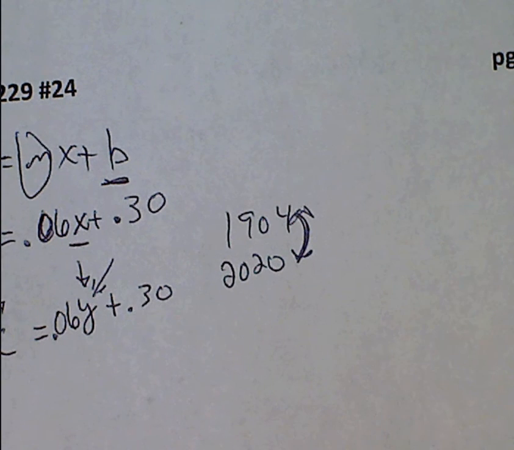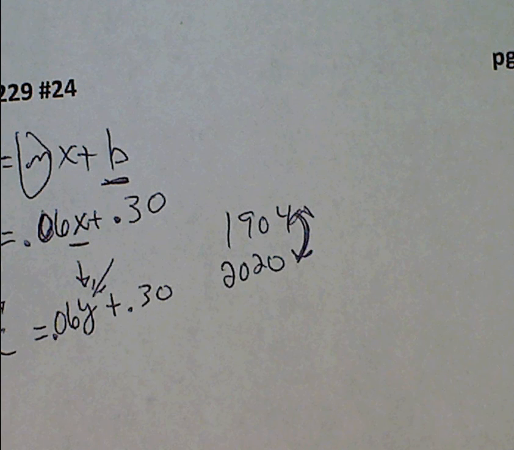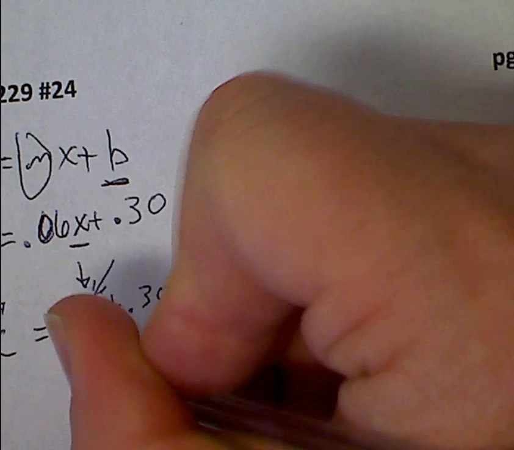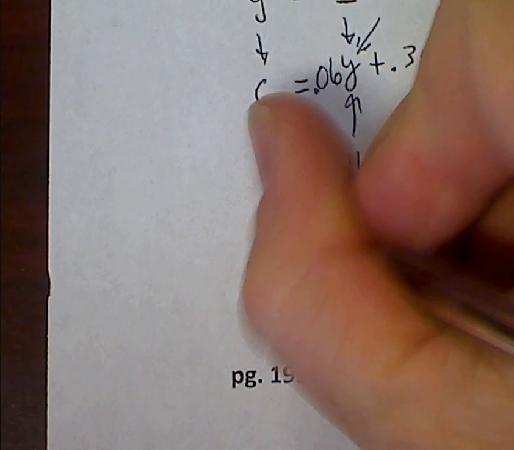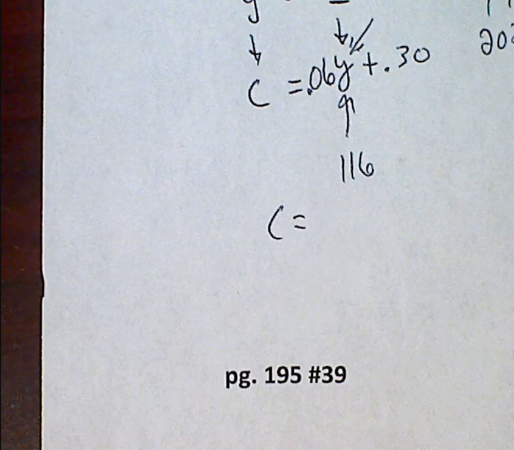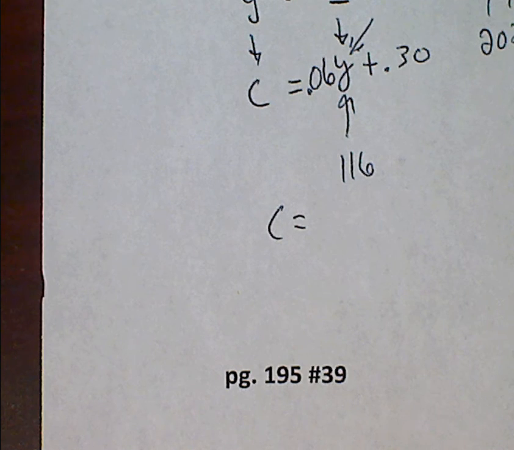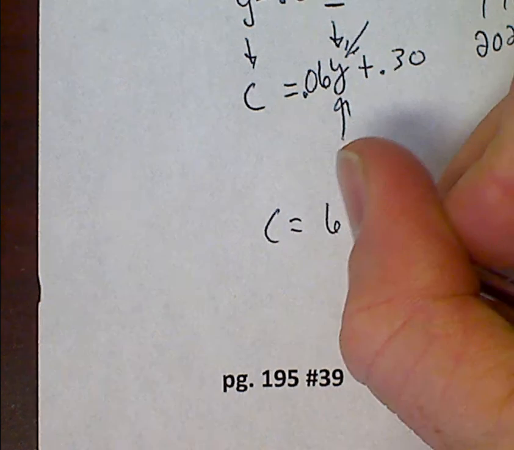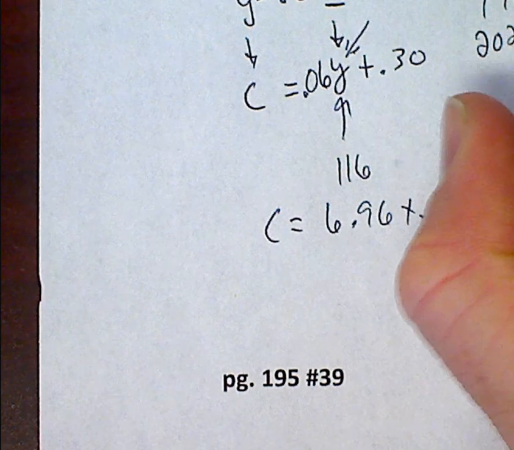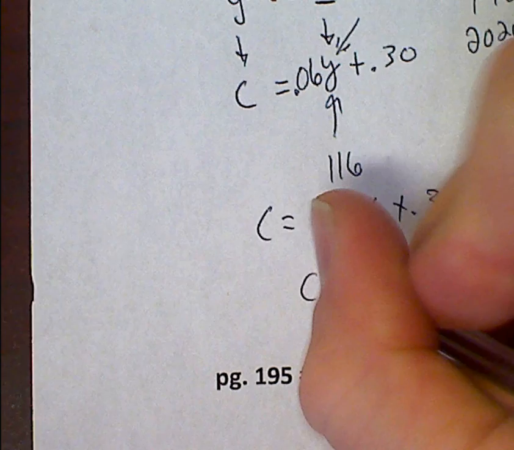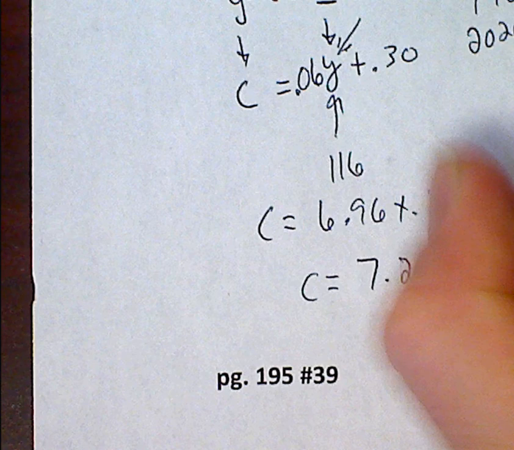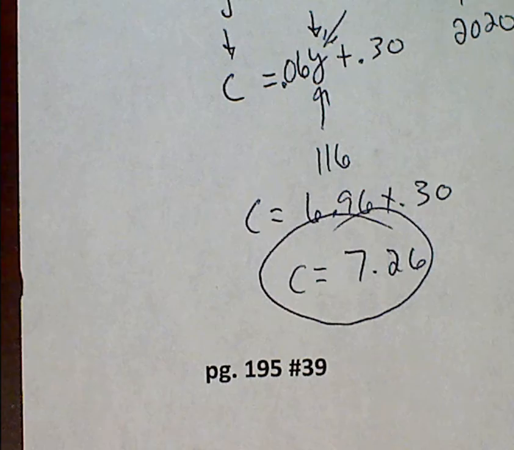So 2020 minus 1904 gives me 116. So this is going to be 116 years later. So my cost is going to be 0.06 times 116. That gives me $6.96 plus 30 cents. Plus 30 gives me $7.26. So my cost is going to be $7.26.